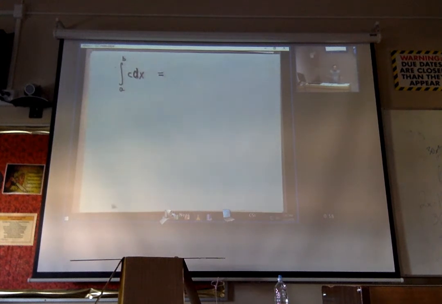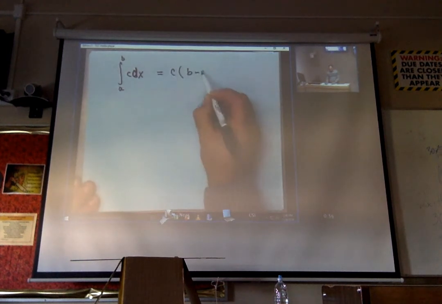What is the area of a rectangle? Base times height, right? Or length times width. What is my base here? B minus A. What's my height? You told me it's a horizontal line, so what is your height? It's c, you see, right? So the answer here is c times (B minus A).